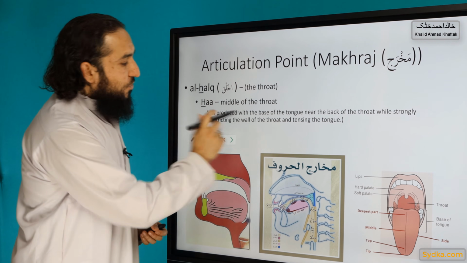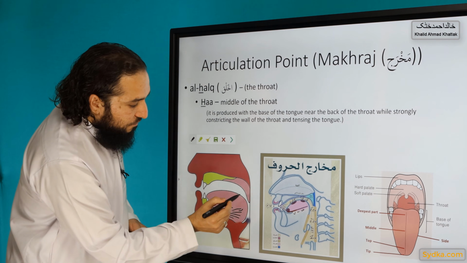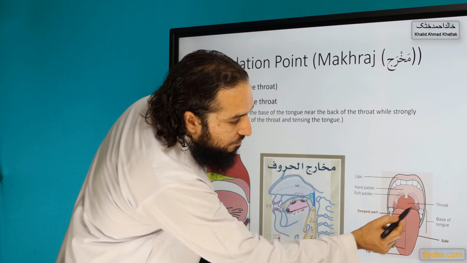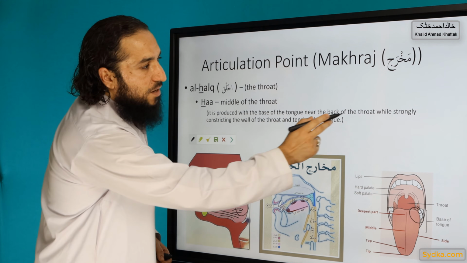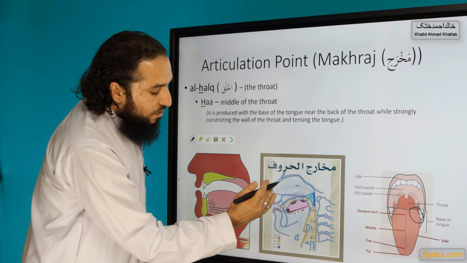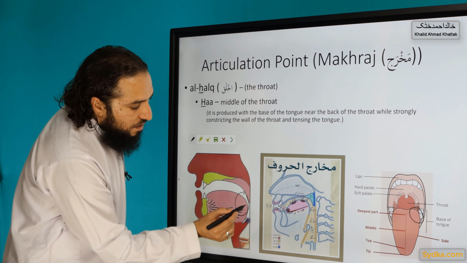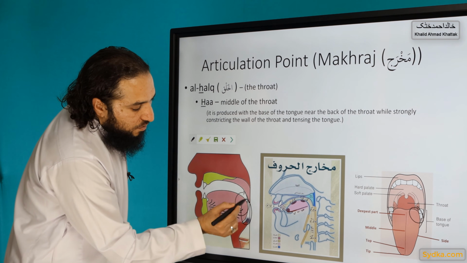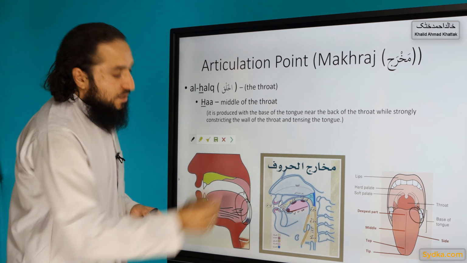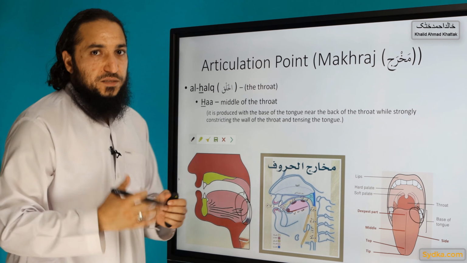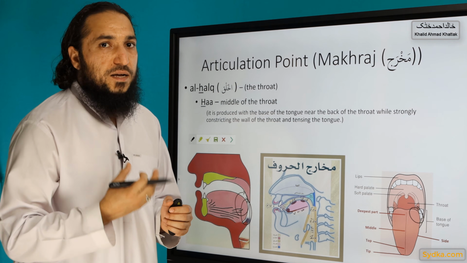It is produced with the base of the tongue near the back of the mouth. So the base of the tongue, you see here, that's the base of the tongue, near the back of the throat, strongly constricting the wall. If you see here, the wall is constricted compared to other situations, and the tongue is tense. We see the sound is Ha, Ha, Ha.